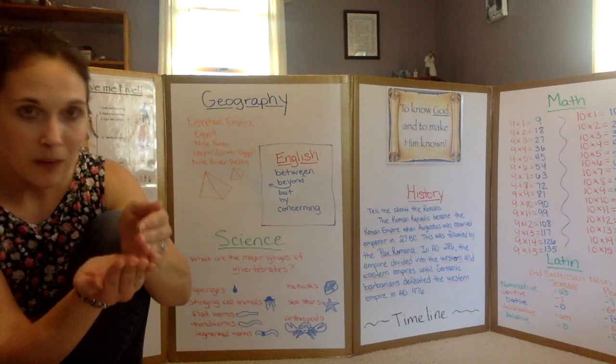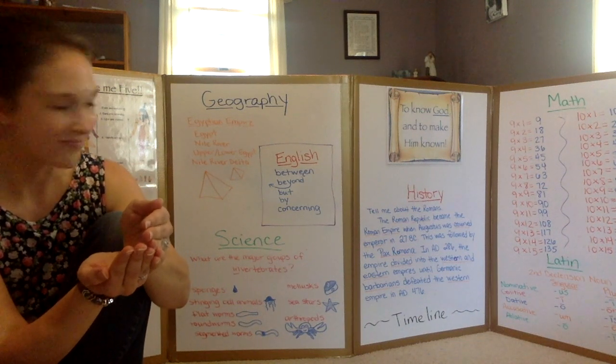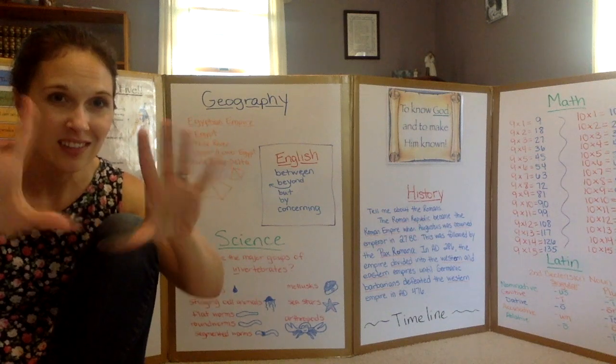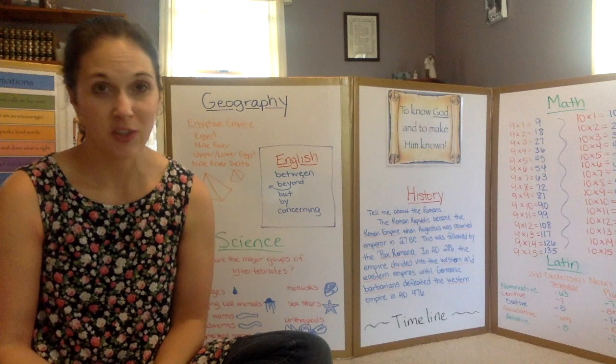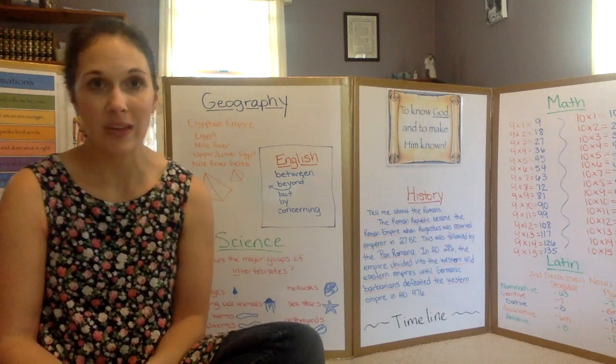Mollusks, open up an oyster and discover a pearl. Sea stars, arthropods. For English, we're on to our next group of prepositions, starting with between.